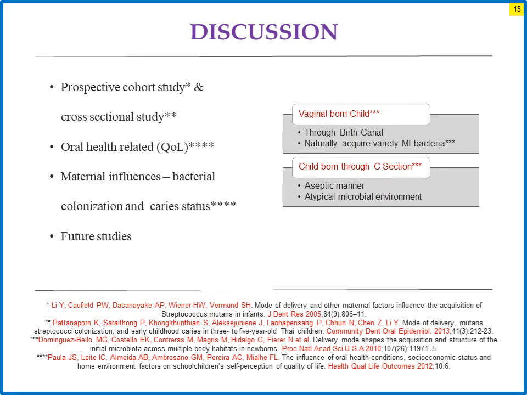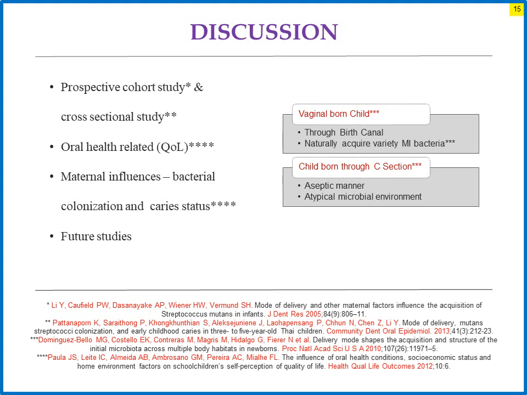In discussion, two studies have been documented. One is a prospective cohort study in which Streptococcus mutans colonization was systematically assessed by sampling the children's saliva from birth to 4 years of age. In the cross-sectional study, S. mutans identification was based on the conventional culture method, in which one of the main limitations of the study was the imbalance between the C-section group of children and the vaginally born group of children.